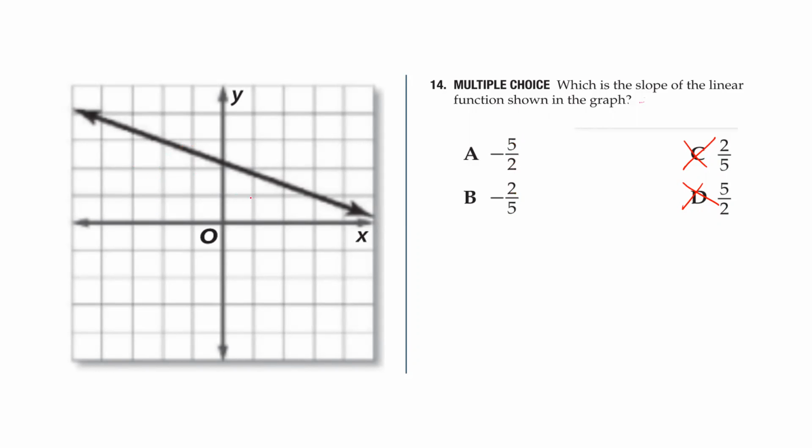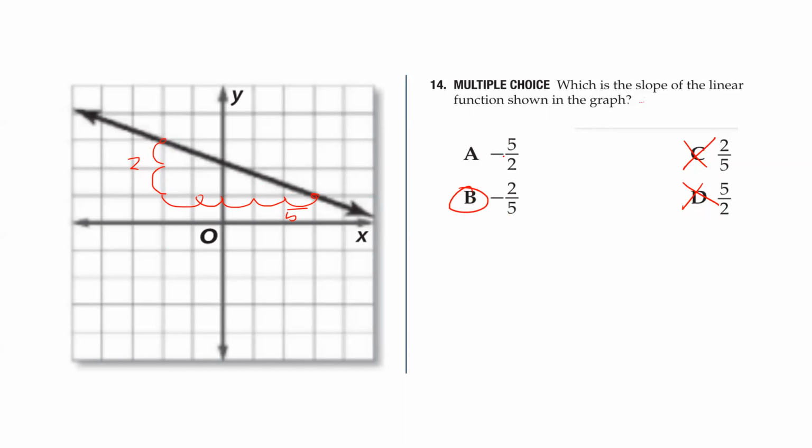So you have to pick 2 points that are directly on the line. It looks like this point here is directly on the line and this point here. So you have to see, okay, here we go down 2 spaces, and then 1, 2, 3, 4, over 5 spaces. So the rise is 2 and the run is 5. So it has to be B.